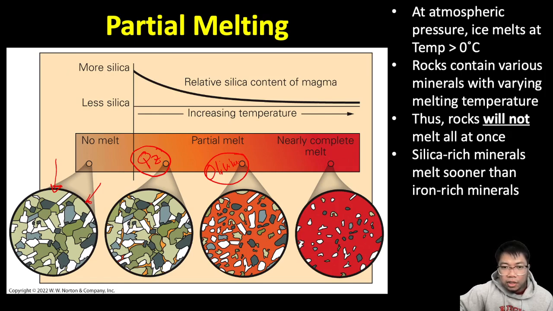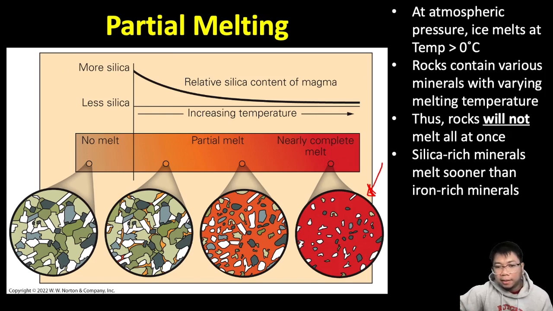And eventually, if you keep increasing the temperature this way, the rocks will almost entirely be melted. Maybe a little bit of chunks of minerals here and there, but the point here is that almost all of the rocks will melt. So that is what we call partial melting, that the different minerals within the rocks will start to melt at different temperatures.